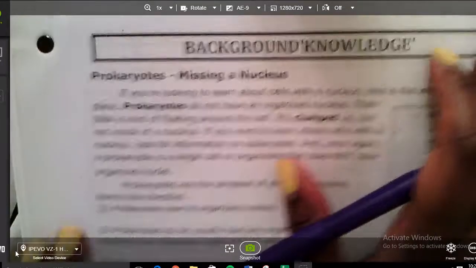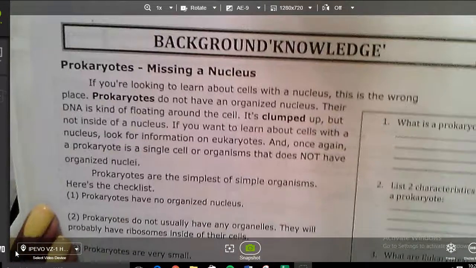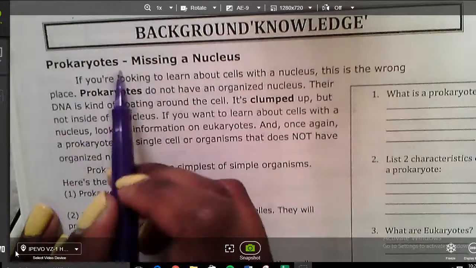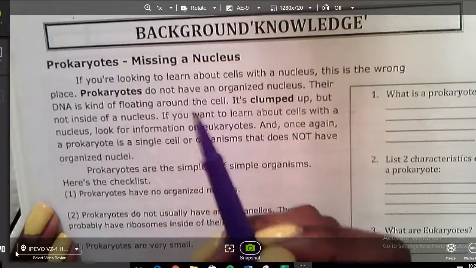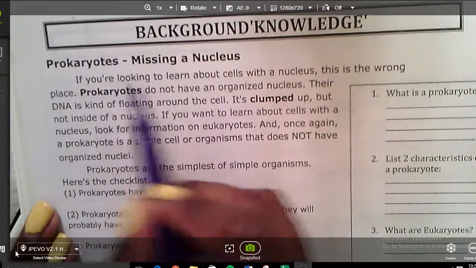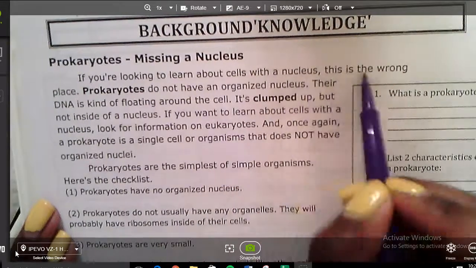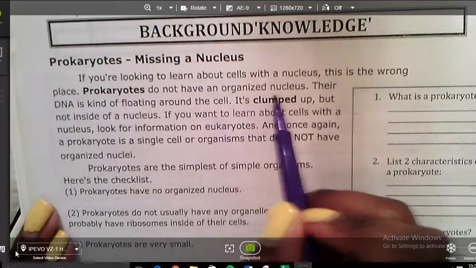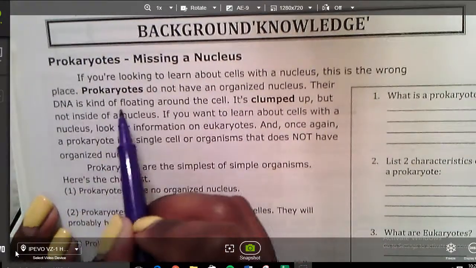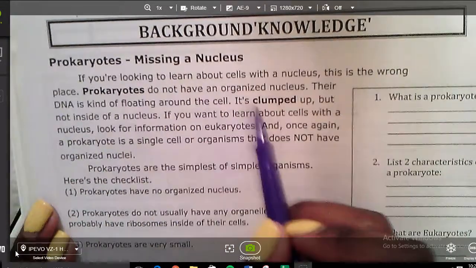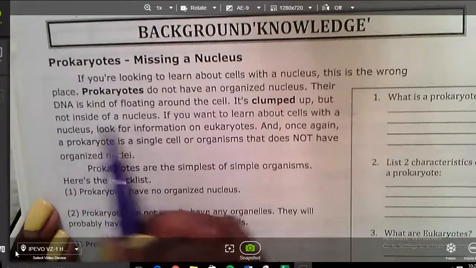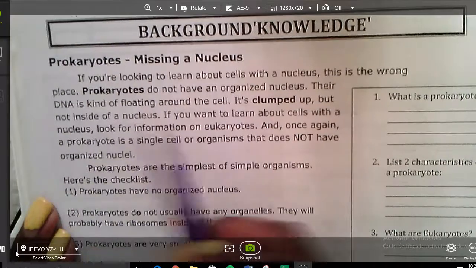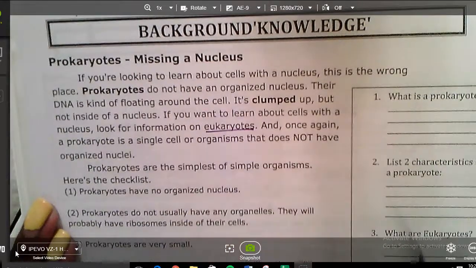All right, we're going to read our text together and then you are going to answer the questions on the side on your own. Here we go. Prokaryotes missing a nucleus. It's weird. If you're looking to learn about cells with a nucleus, this is the wrong place. Prokaryotes do not have an organized nucleus. Their DNA is kind of floating around the cell. It's clumped up, but not inside of a nucleus. If you want to learn about cells with a nucleus, look for information on eukaryotes.